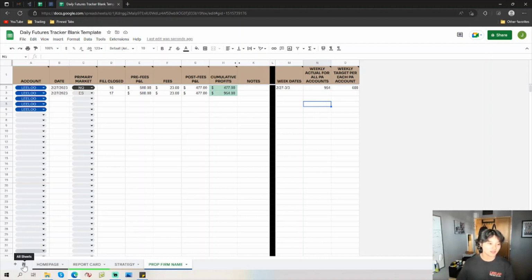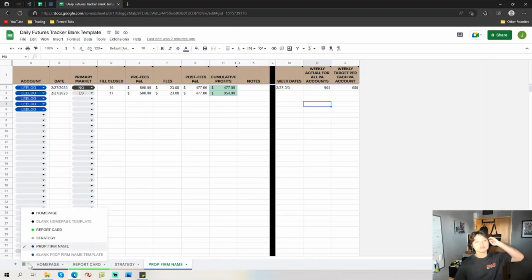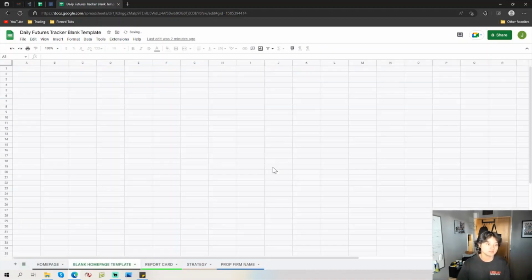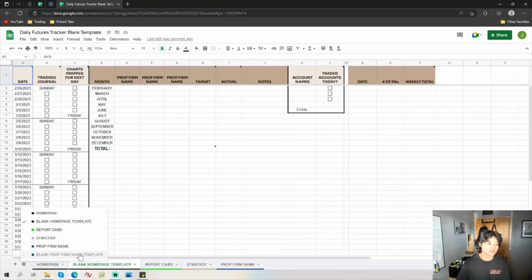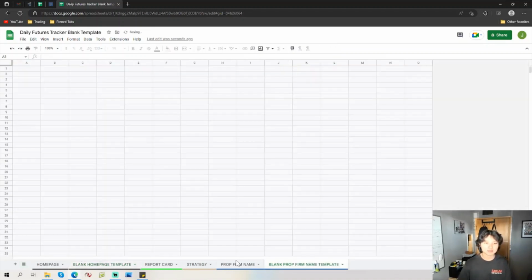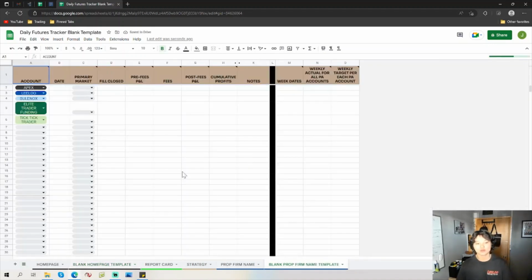If you click this little ladder thing, it says all sheets. And I've included some blank forms for you guys so that if you need to, you can just copy and paste it over. So if you click blank homepage template, here's a blank one. And then obviously blank prop firm name template, here's another one. So yeah, that's pretty much it.